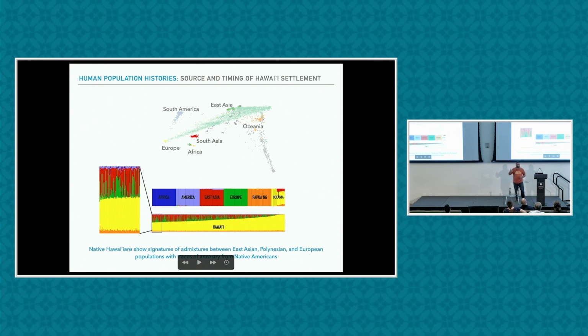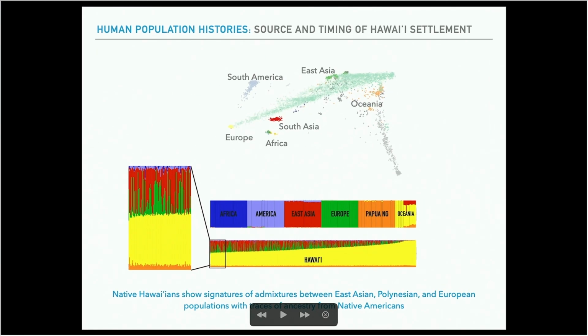So in the plot on the top is a principal components analysis. Each dot there is an individual, and we're looking at genetic data. The dots that are closer to one another indicate that these individuals are more closely related to one another. Dots that are far apart indicate individuals that are not closely related. In different colors, we show different continental populations. And you can see the spread of green dots going from Europe to Oceania and also to East Asia. So historically, that's what Hawaii is, right? They're Polynesians with recent admixture with Europeans and East Asians.